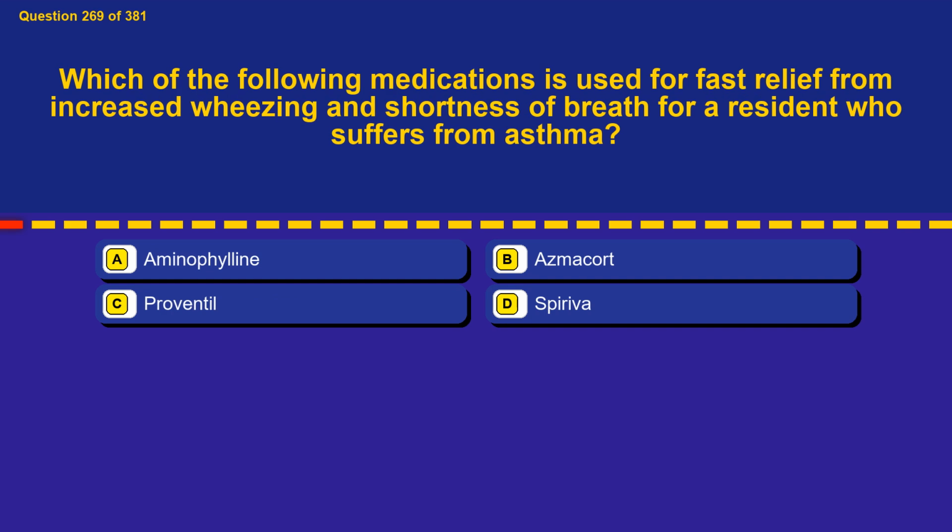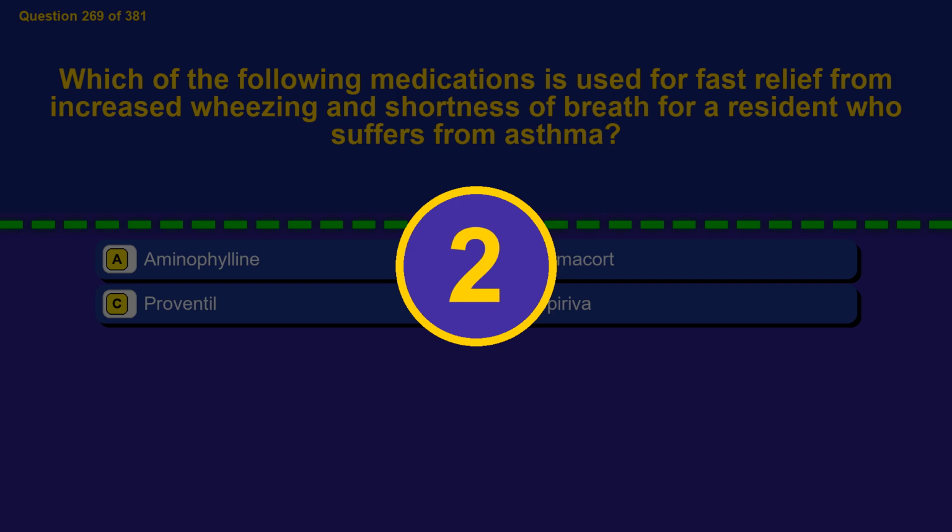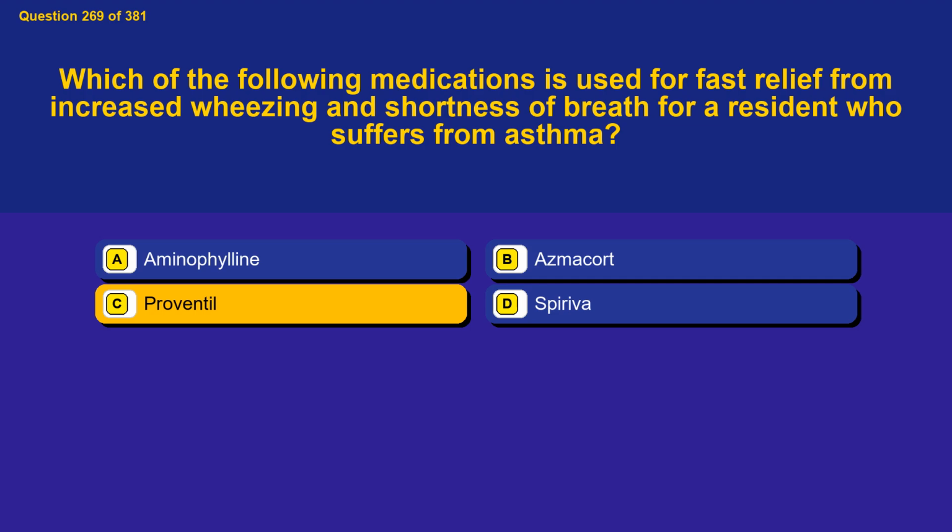Question 269. Which of the following medications is used for fast relief from increased wheezing and shortness of breath for a resident who suffers from asthma? Option A, aminophylline. Option B, Azmacort. Option C, Proventil. Option D, Spiriva. The correct answer is option C, Proventil.